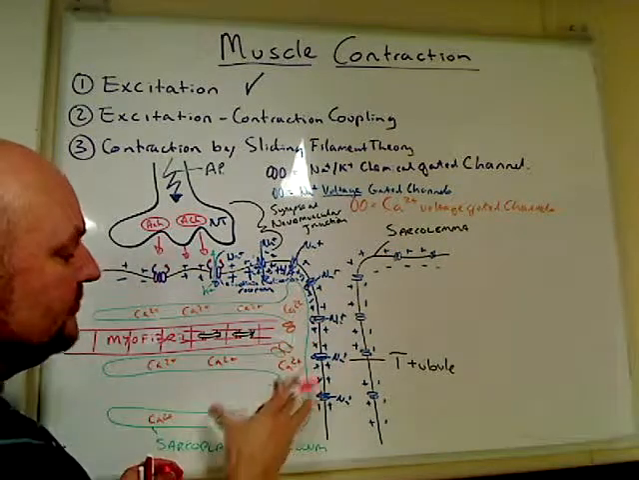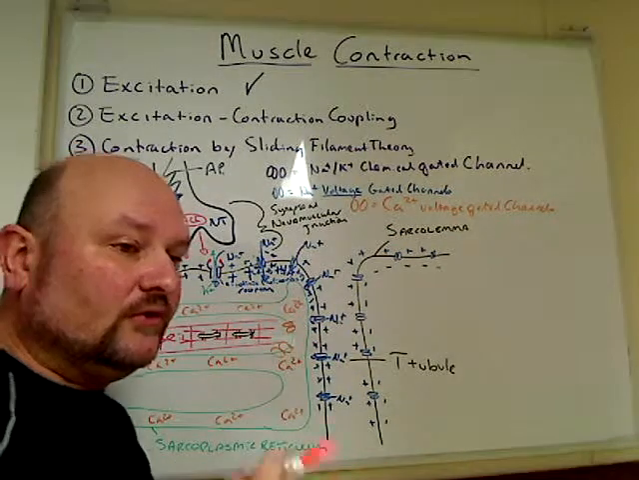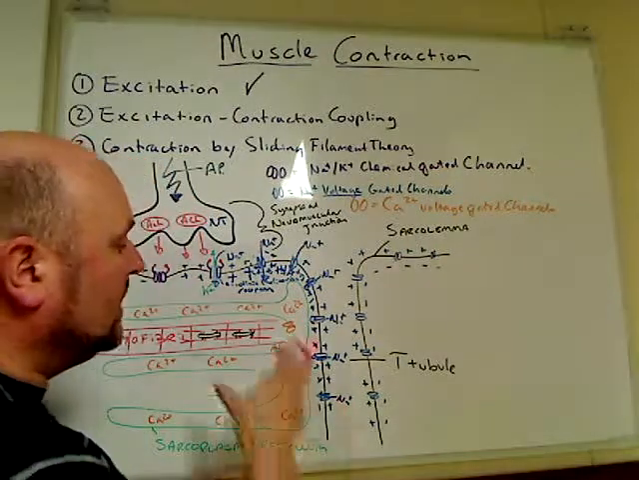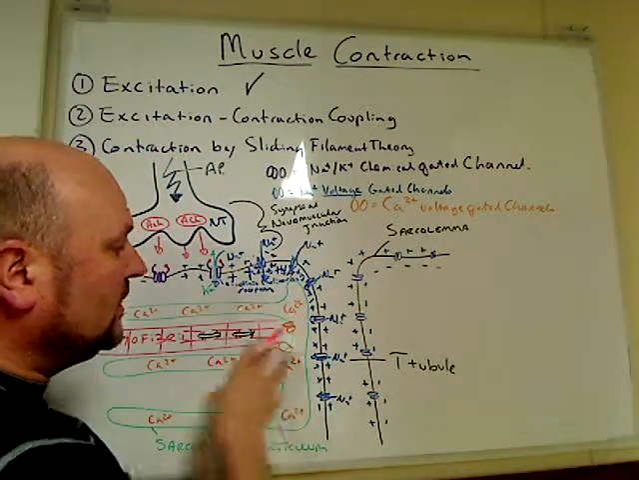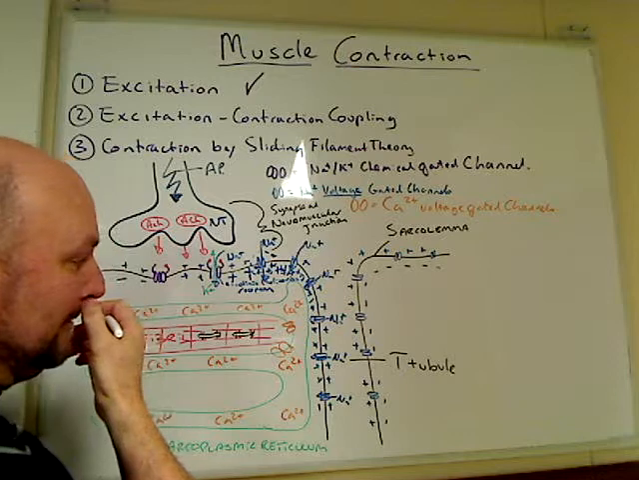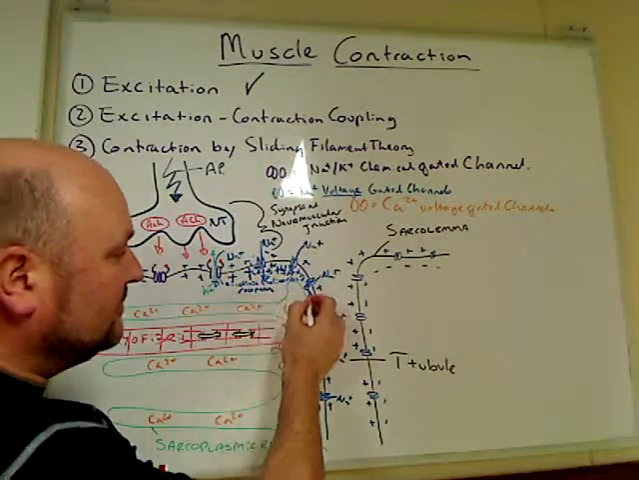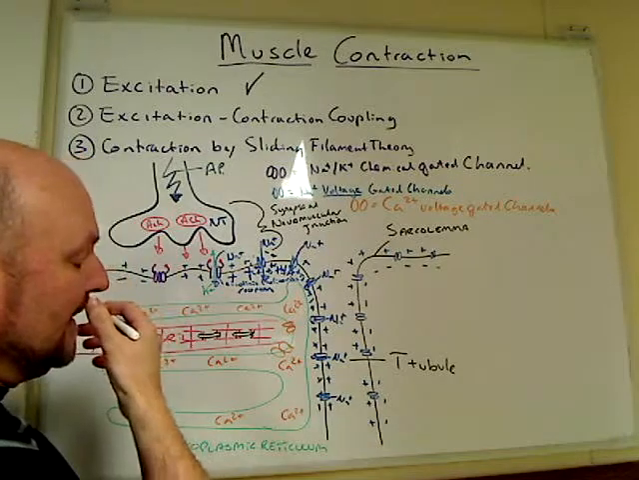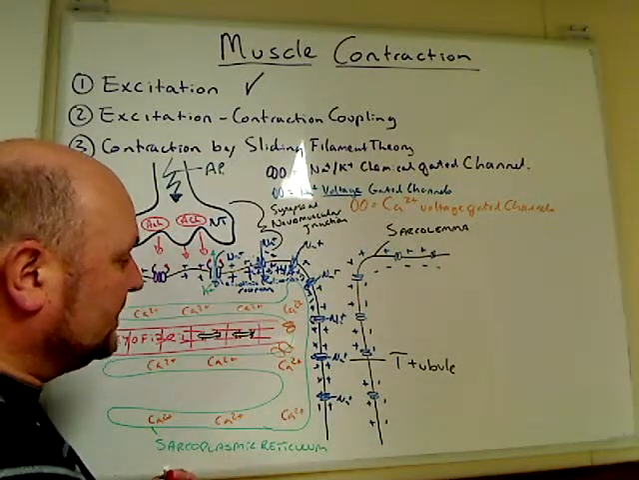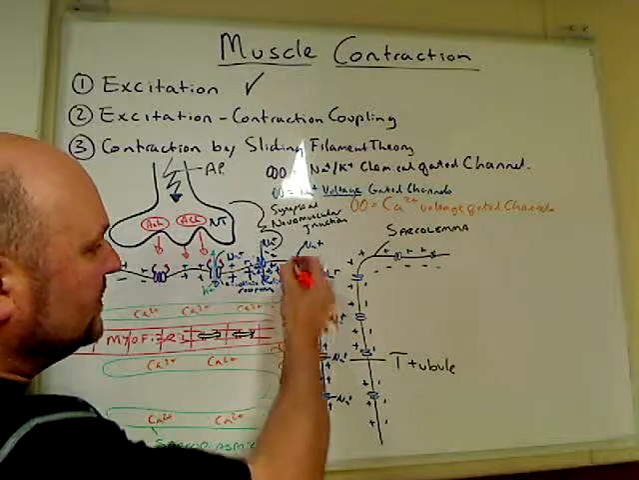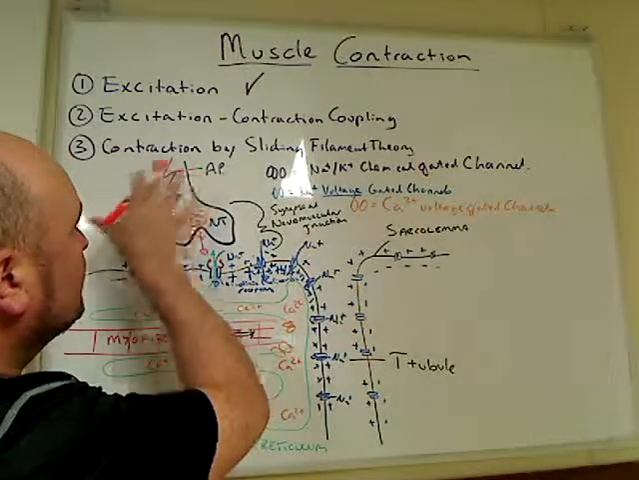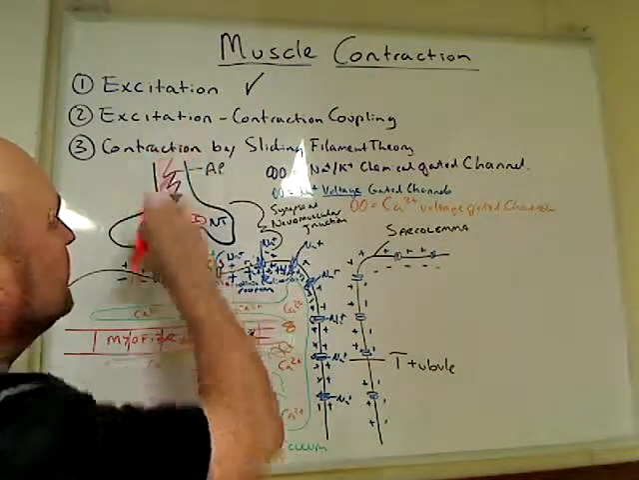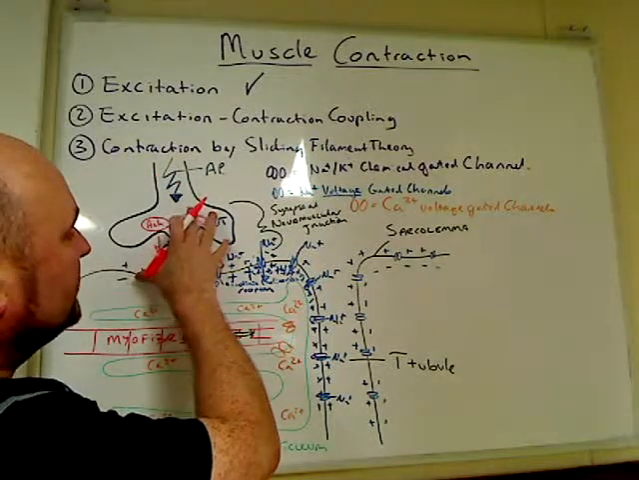The sarcoplasmic reticulum is a modification of a normal smooth endoplasmic reticulum, and its job is to store high concentrations of calcium. It does that because there are calcium pumps built into the membrane, and they pump calcium into the sarcoplasmic reticulum at rest.